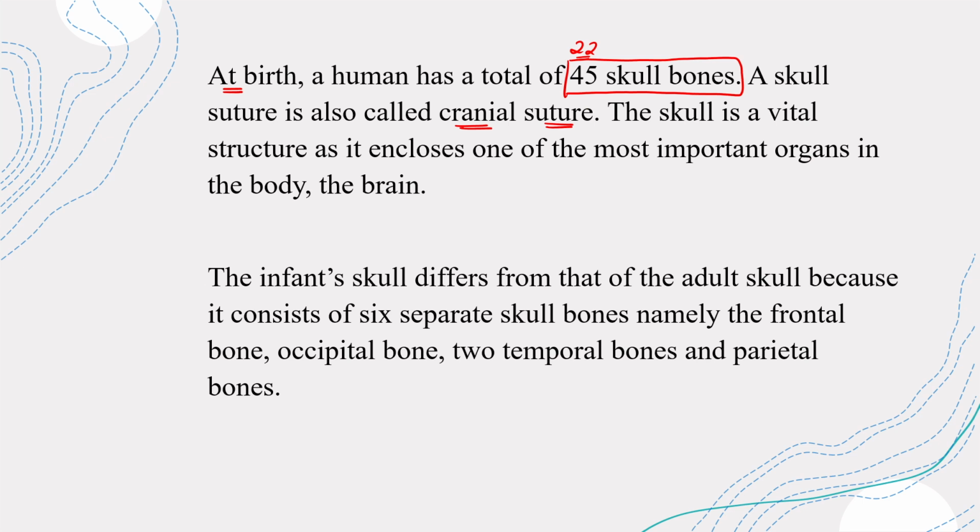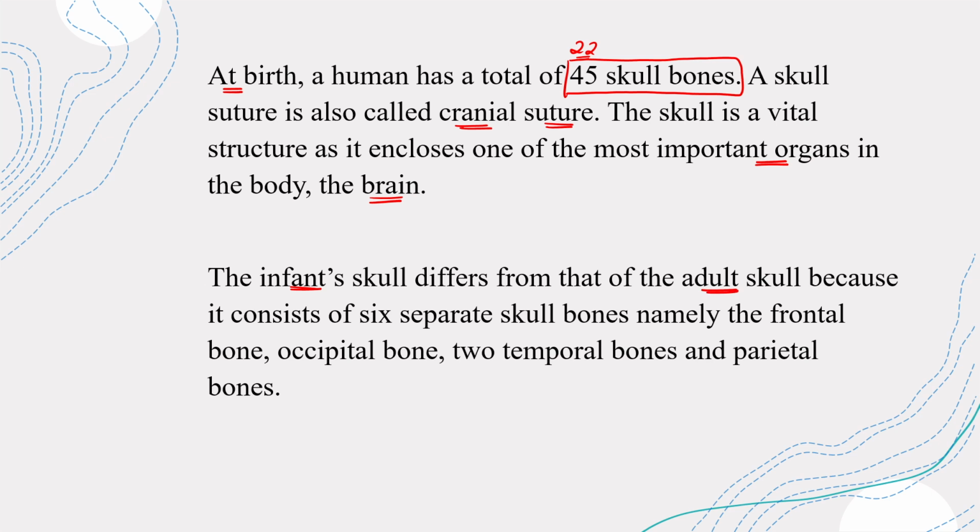The skull is a vital structure as it encloses one of the most important organs in the body, and that is the brain. The skull is really very important because it protects your most important organ, the brain. The infant skull differs from the adult skull. Of course, yes, because an infant skull has 45 bones and an adult skull has 22 bones.